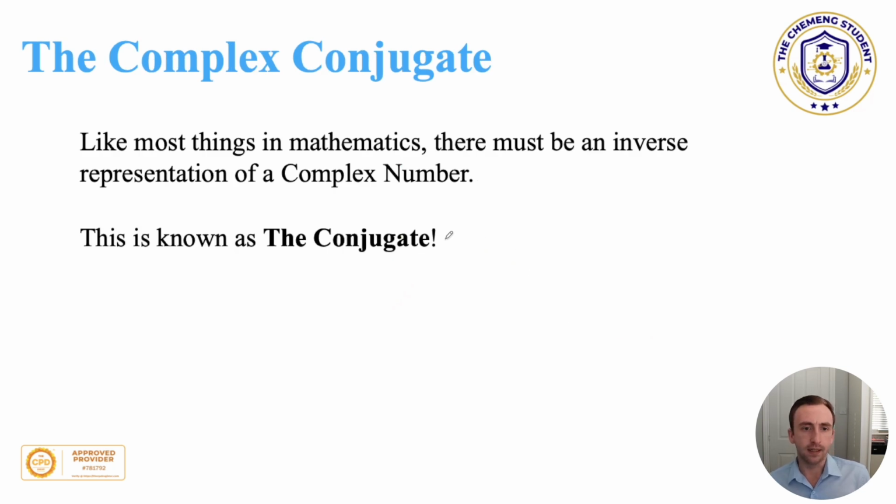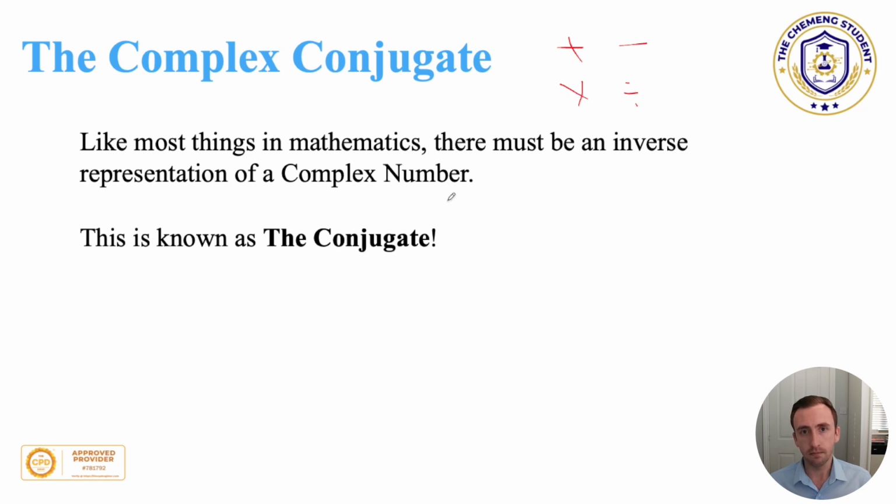Now, there's this idea that everything in maths has an inverse or an opposite. For example, the opposite of plus is subtract. The opposite of multiply is divide. And so in maths there is always the inverse representation of a given operation or a given type of value. And complex numbers are no exception.